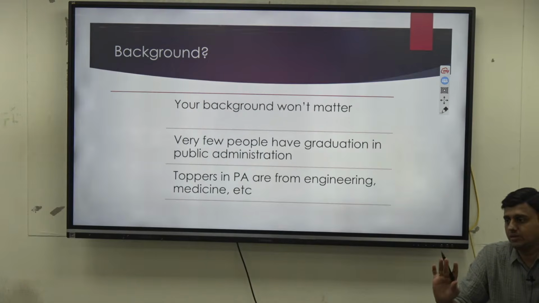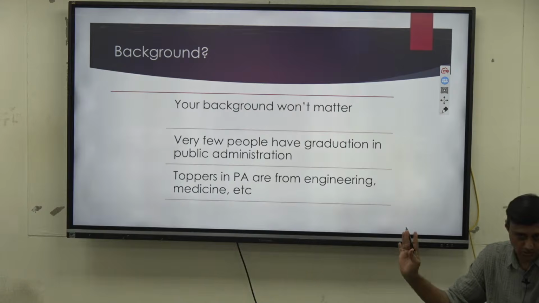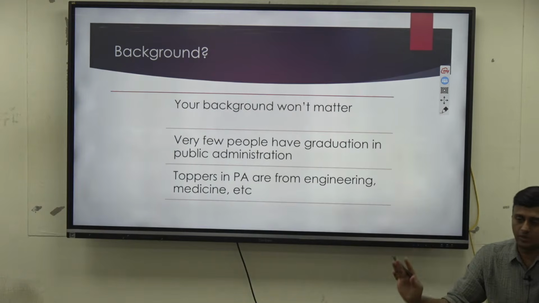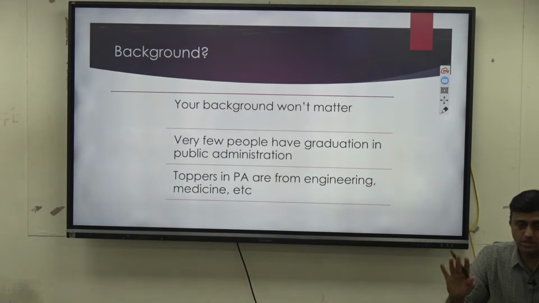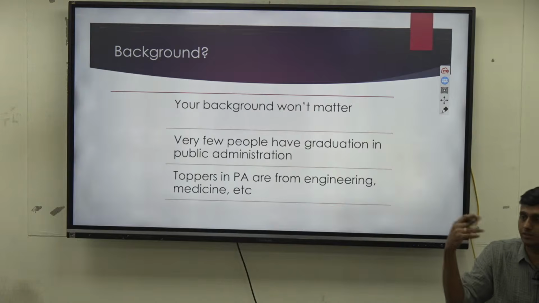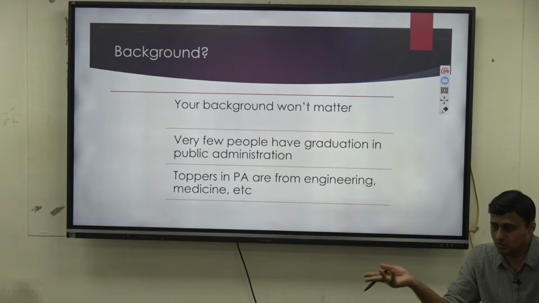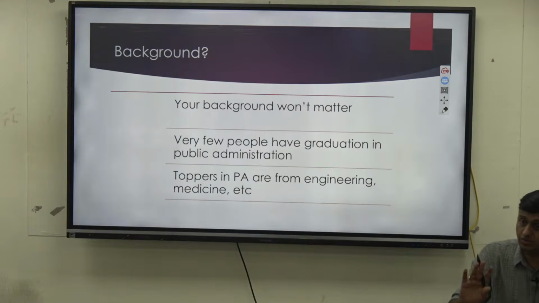Other than that, normally three options are suggested: either PubAd, PSIR or Sociology. That I'll say openly. As of now, in the last three to four years, PSIR and Sociology are relatively performing well. Meaning the number of students taking them is more. That doesn't mean the students taking them will automatically score 300 plus, not that. The number of students taking is more.